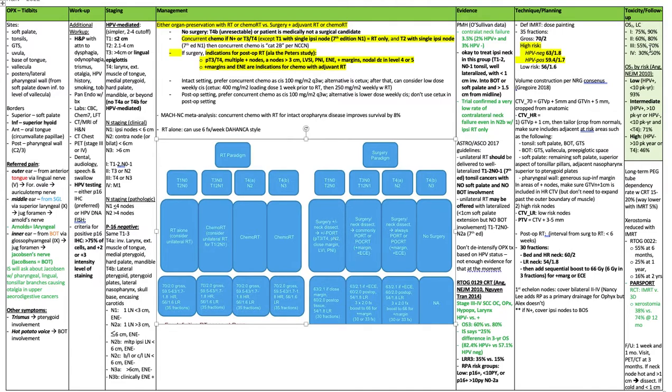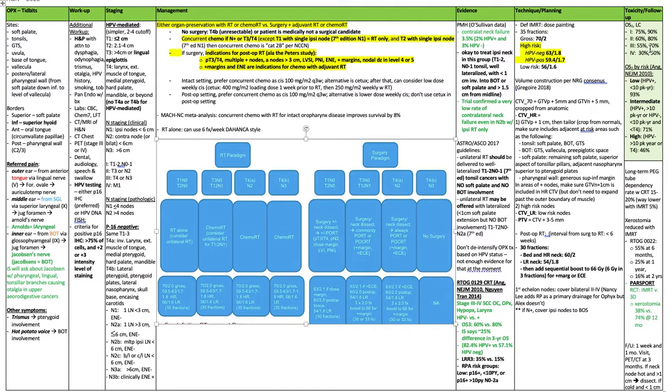Long-term PEG tube dependency rate with chemoradiation is 15 to 20%. It's way lower with IMRT, basically down to about 5%. Xerostomia is reduced with IMRT. This was analyzed in RTOG 0022. The rate of xerostomia is 55% at 6 months, 25% at 1 year, and 16% at 2 years.